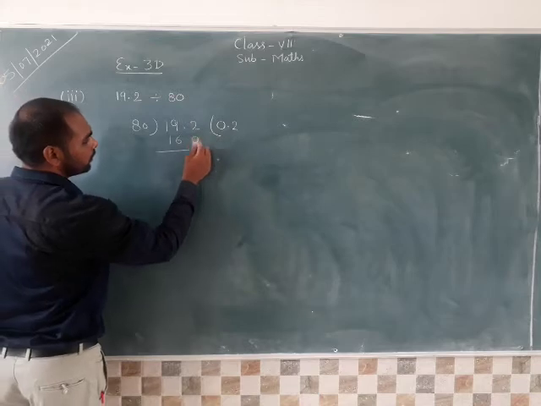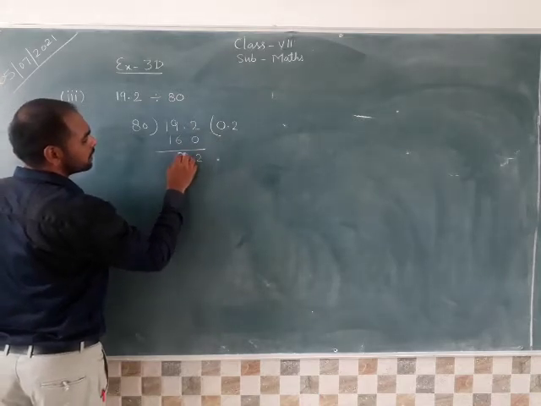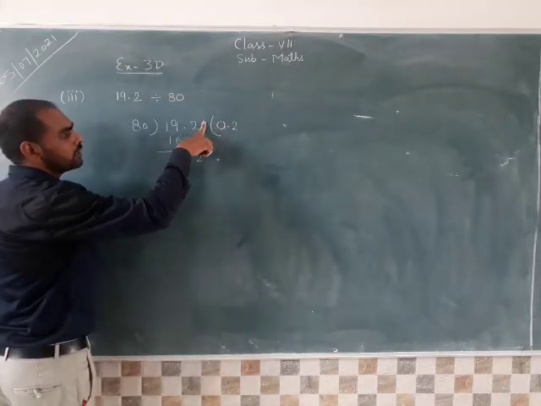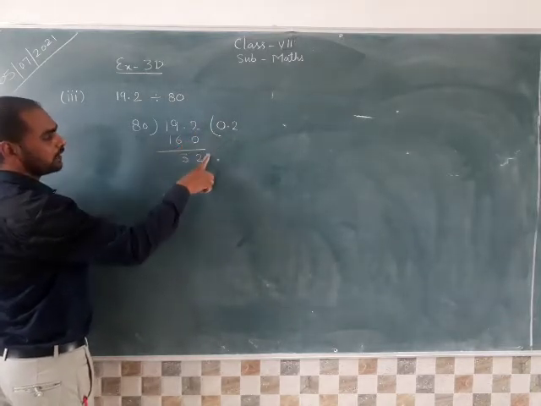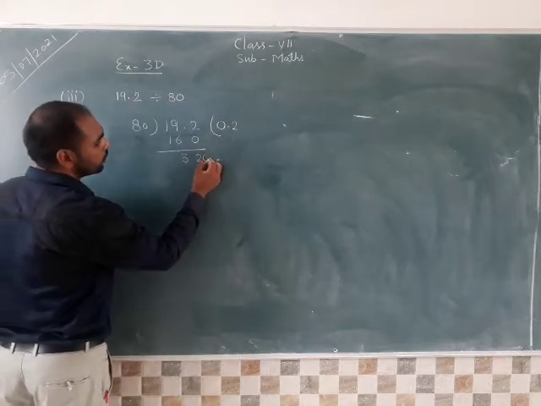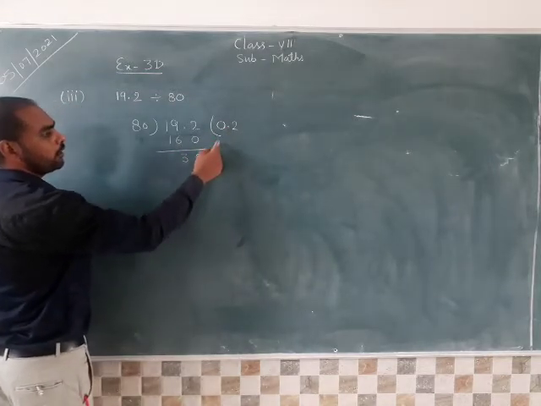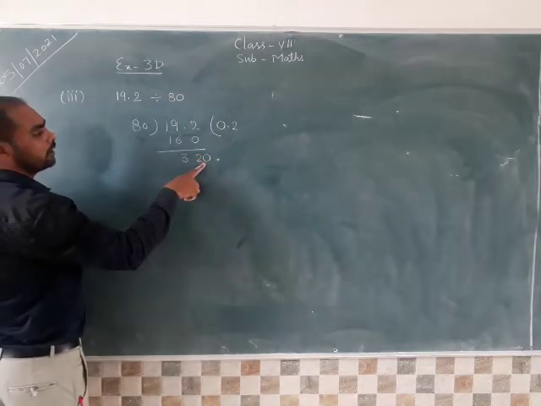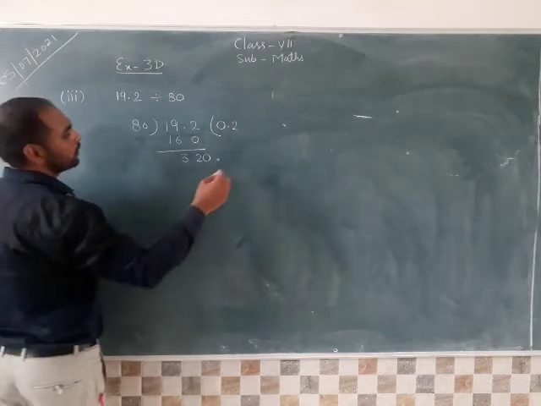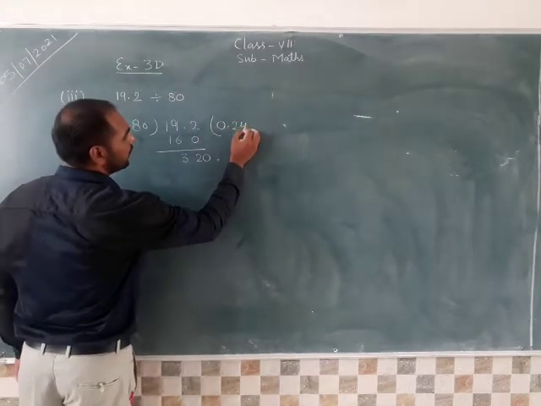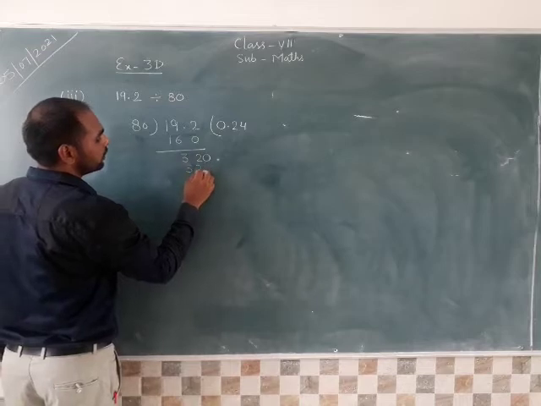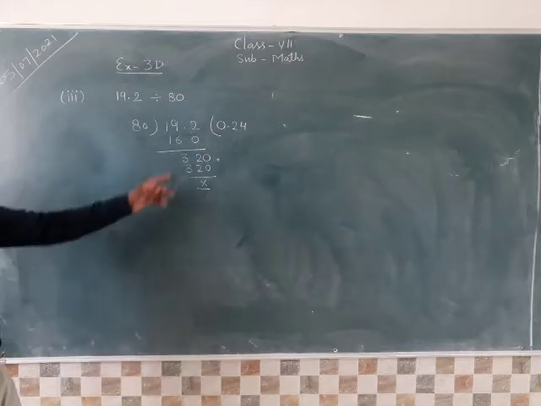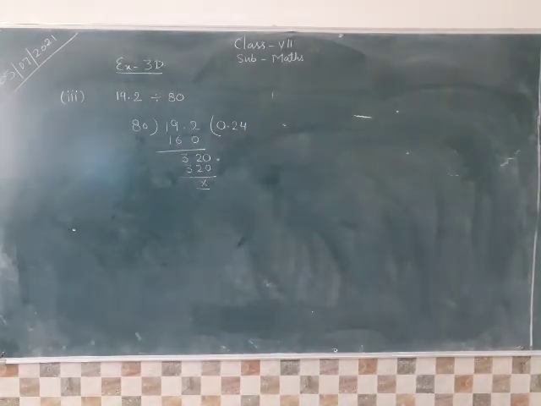Now subtract, 192 minus 160, we get 32 as remainder. Now there is no next digit to take as carry, so we will mark 0, because we have point in the quotient. Point will give us a single 0, then it becomes 320. Now we know 80 fours are 320, so it is completely divisible. Answer will be 0.24.